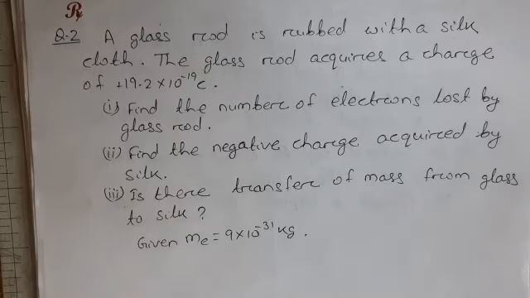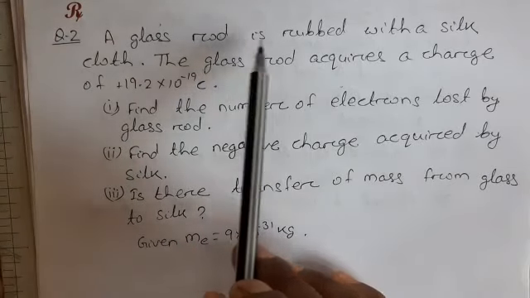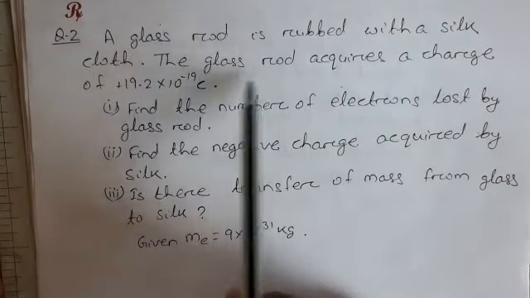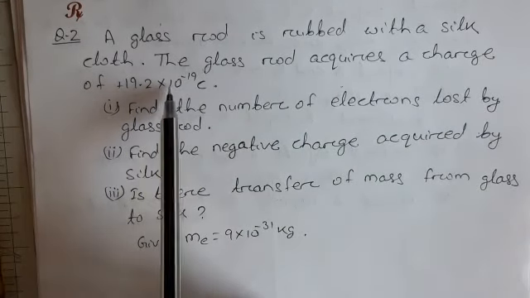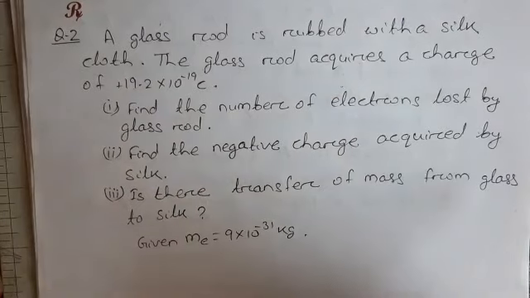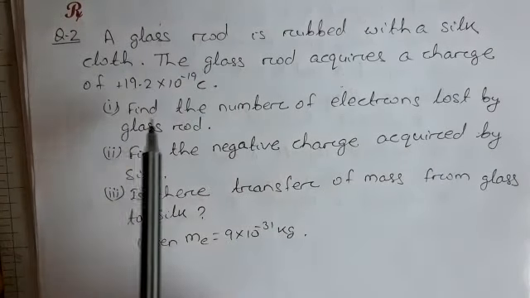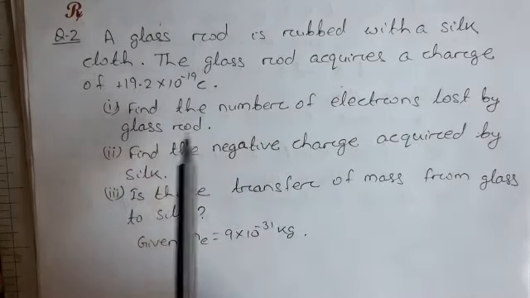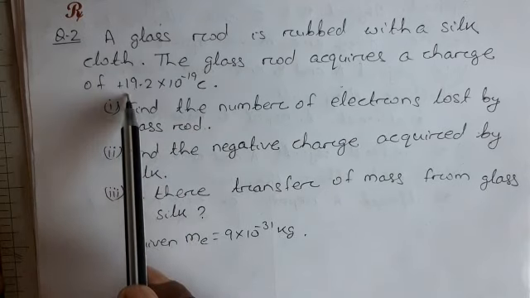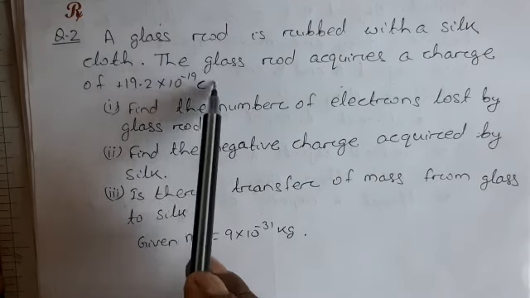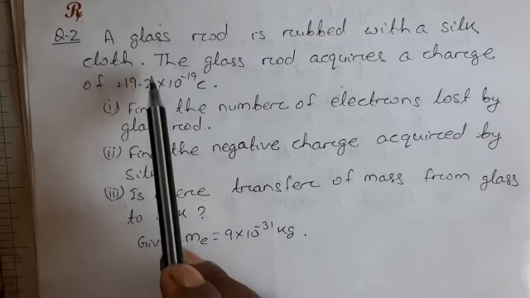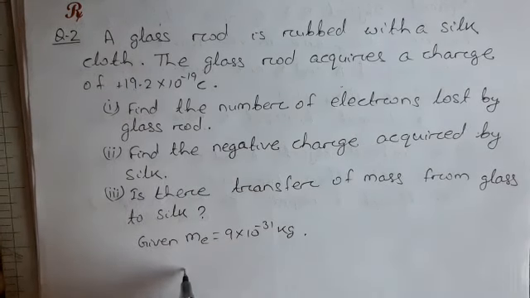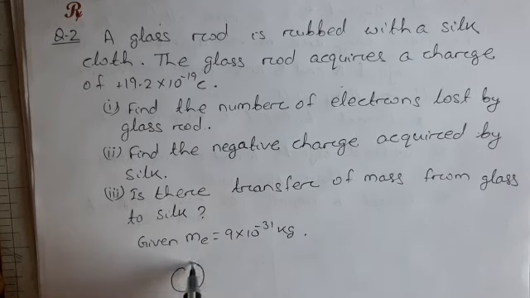Coming to the next question: a glass rod is rubbed with a silk cloth. The glass rod acquires a charge of 19.2 into 10 to the power minus 19 coulomb. Find the number of electrons lost by the glass rod. See, if the glass rod acquires positive charge, it means electrons are removed.